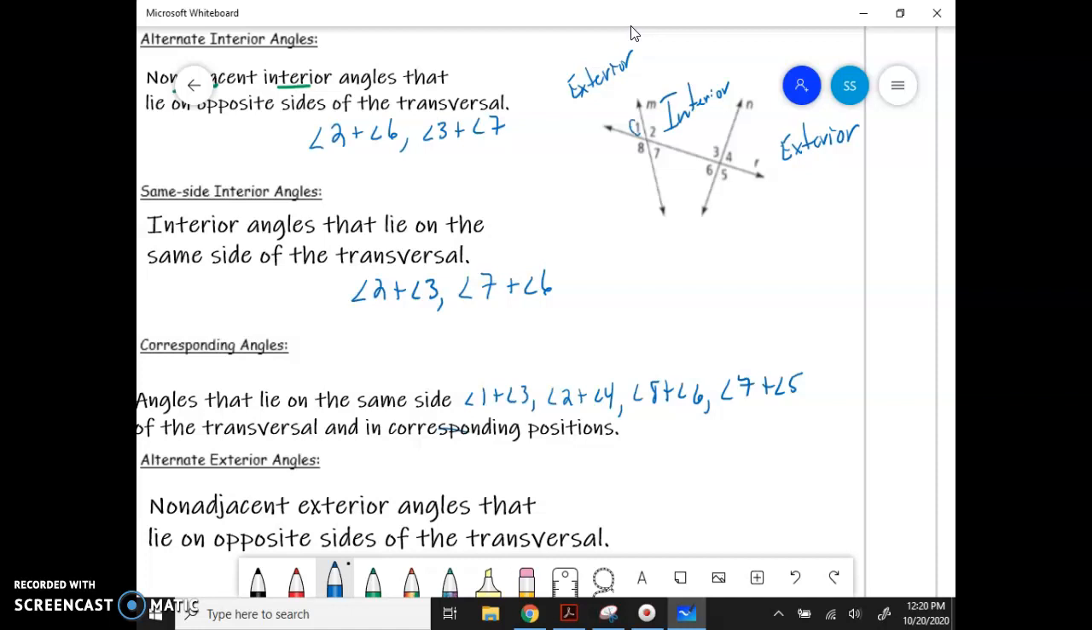So if I were looking at angle 1, that's on the exterior, and then it is on the opposite side of the transversal, so that would be angle 5. Okay, what else would be an alternate exterior angle? How about 4 and 8? Okay, so there we go. That finishes them out. We have angle 1 plus angle 5 and angle 8 plus angle 4.